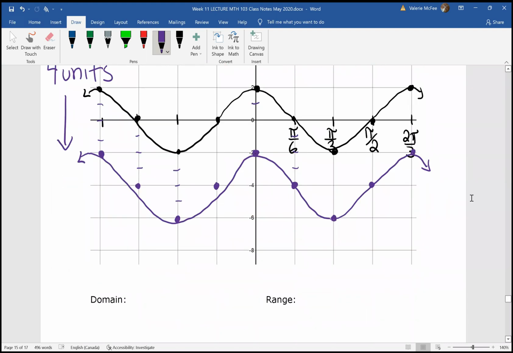So our domain is still the set of all real numbers. What about the range? Well, my lowest point now is at negative 6. And the highest at negative 2. Let's try one more.